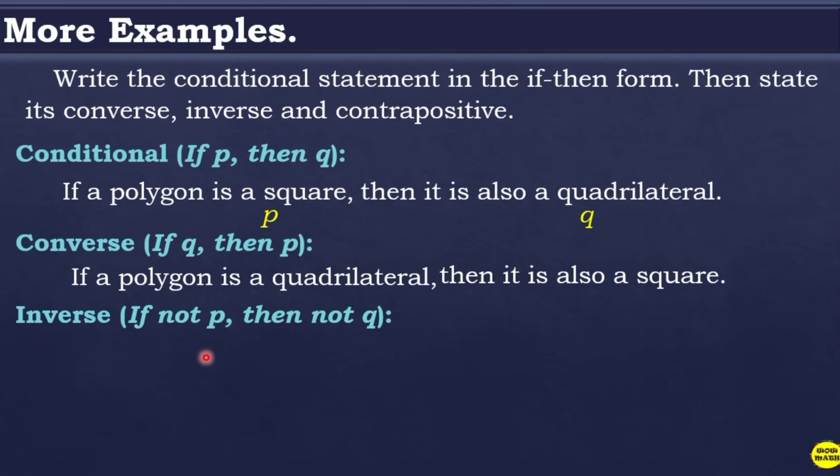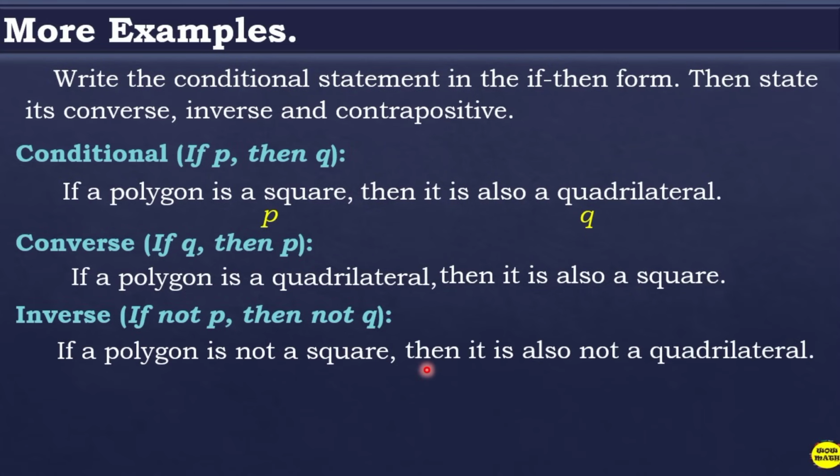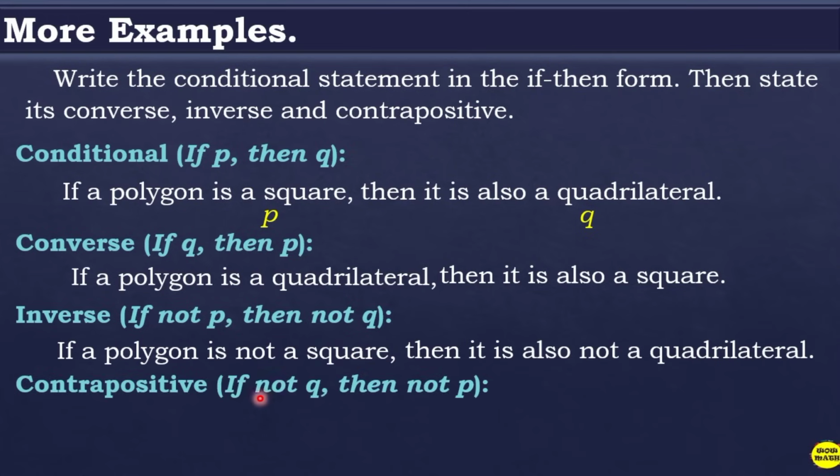Next, dito naman sa inverse. So, gagawin nating, inenegate natin yung P at yung Q. So, if a polygon is not a square, then, negate rin natin yung Q, then, it is also not a quadrilateral. Okay, so negate lang natin both. Next, ang contrapositive natin, if not Q, then not P. So, if this is your Q, this is your P, negate natin siya pareho, and then interchange.